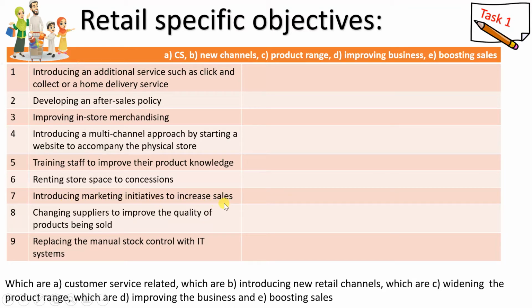Now, a marketing initiative is things like offering a 2-for-1, offering a sale, offering a clearance sale, offering tasters, offering demonstrations. Number 8, changing suppliers to improve the quality of products sold. Now, that could be that there's been some complaints, so they need to improve it. They've done customer satisfaction. Oh, I think I've given that one away. And last one, replacing the manual stock control with IT systems.